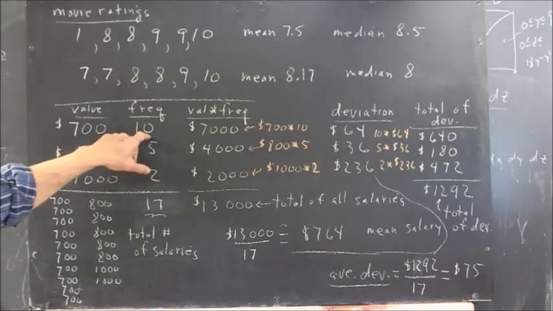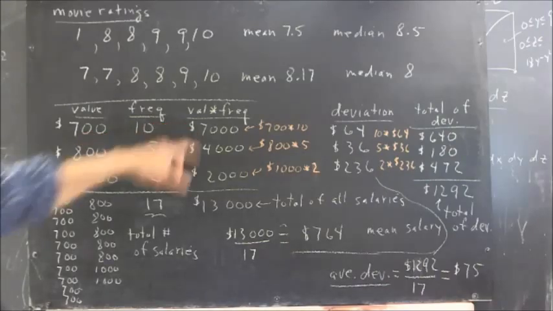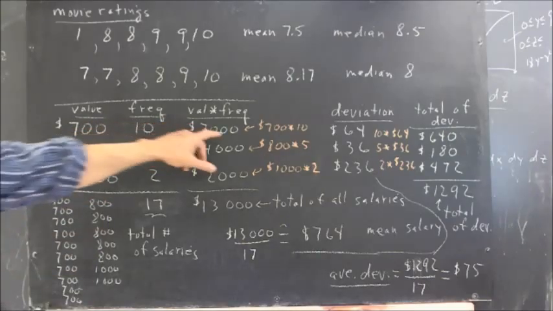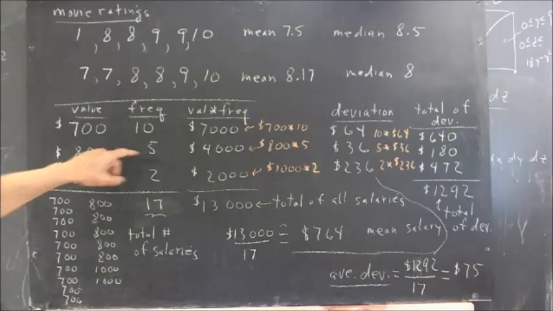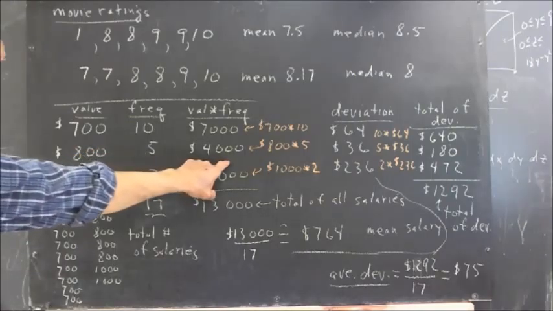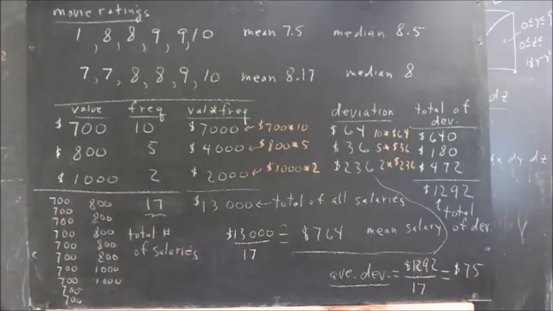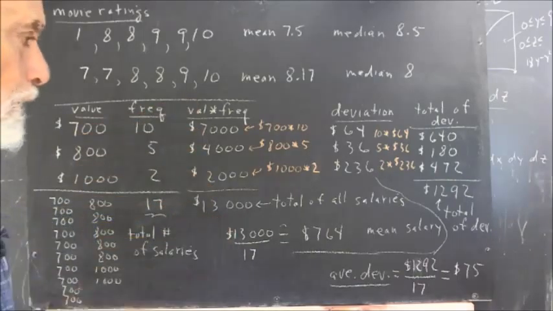We're going to multiply the 10 by the 700. That gives us whatever we would get if we wrote out all the 700s. And if the numbers were bigger, it would still work the same way. And 5 times 800, that's 4,000. And 2 times 1,000 is 2,000. We add those up, we get 13,000.